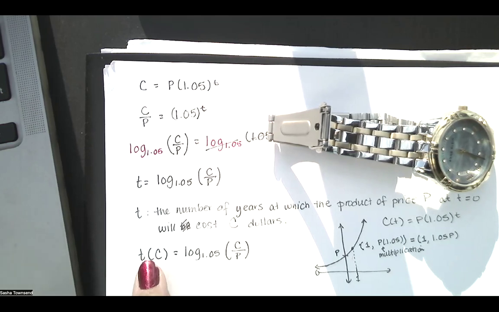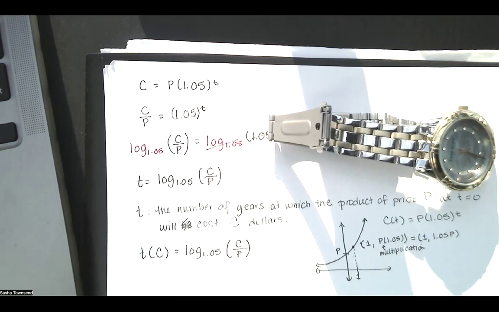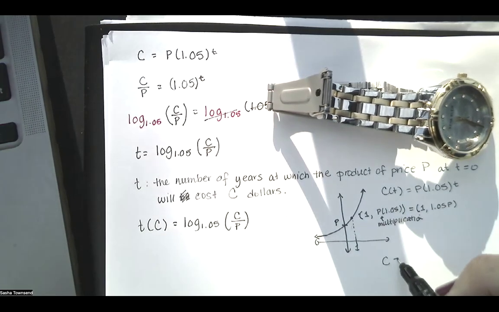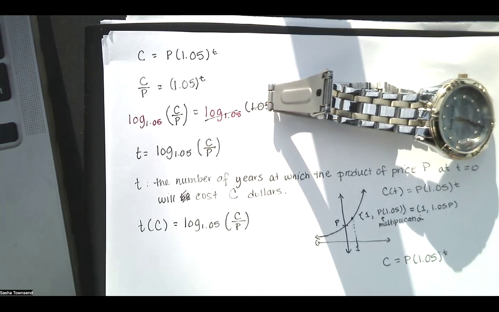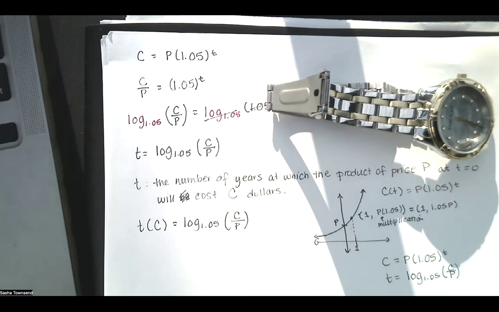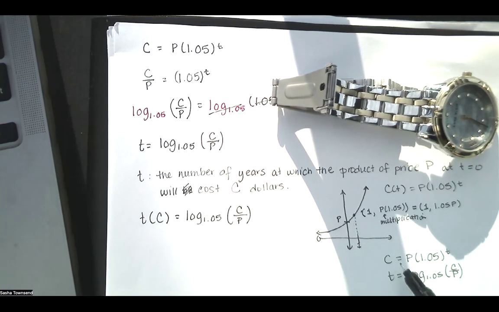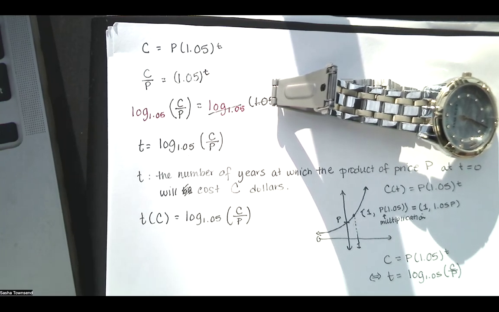Now, technically, this equation actually just is a rearrangement of this equation. It's as if I took C equals P times 1.05 raised to the T, and then when I solved for T, I got T equals log base 1.05 of C divided by P. That's all I did. It was like I just took this and I solved for T. So these are actually equivalent to each other, of course, on their domains.